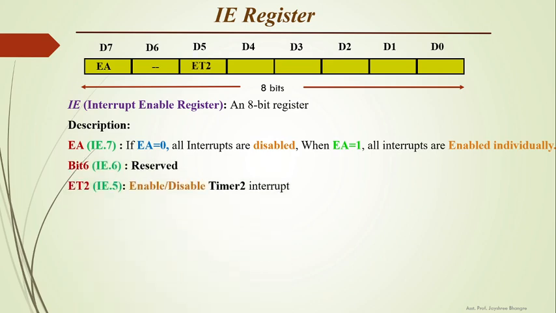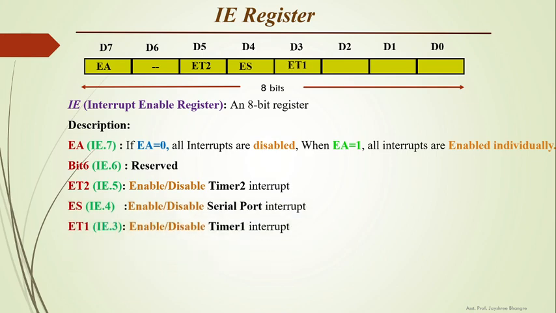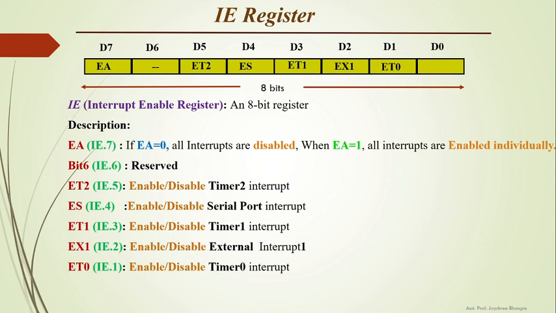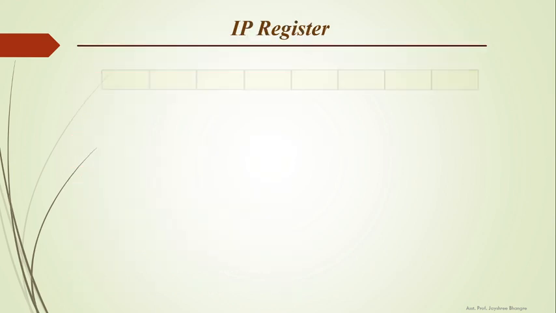Then ET2, the 5th bit of the IE register, is used to enable or disable the timer 2 interrupt. Then the ES bit, the fourth bit of the IE register, is used to enable or disable the serial port interrupt. ET1, the third bit, is used to enable or disable the timer 1 interrupt. EX1, the second bit, is used to enable or disable external interrupt 1. ET0, the first bit of this IE register, is used to enable or disable the timer 0 interrupt, and the 0th bit of this IE register is used to enable or disable external interrupt INT0.